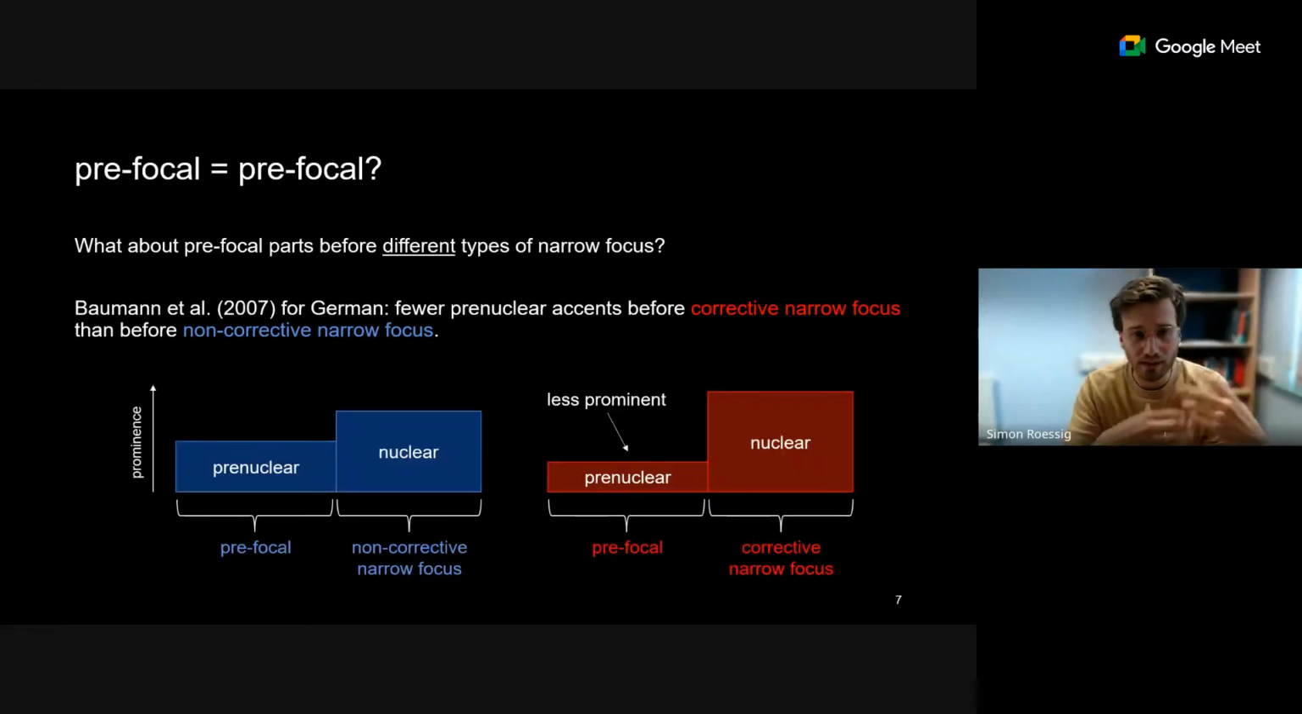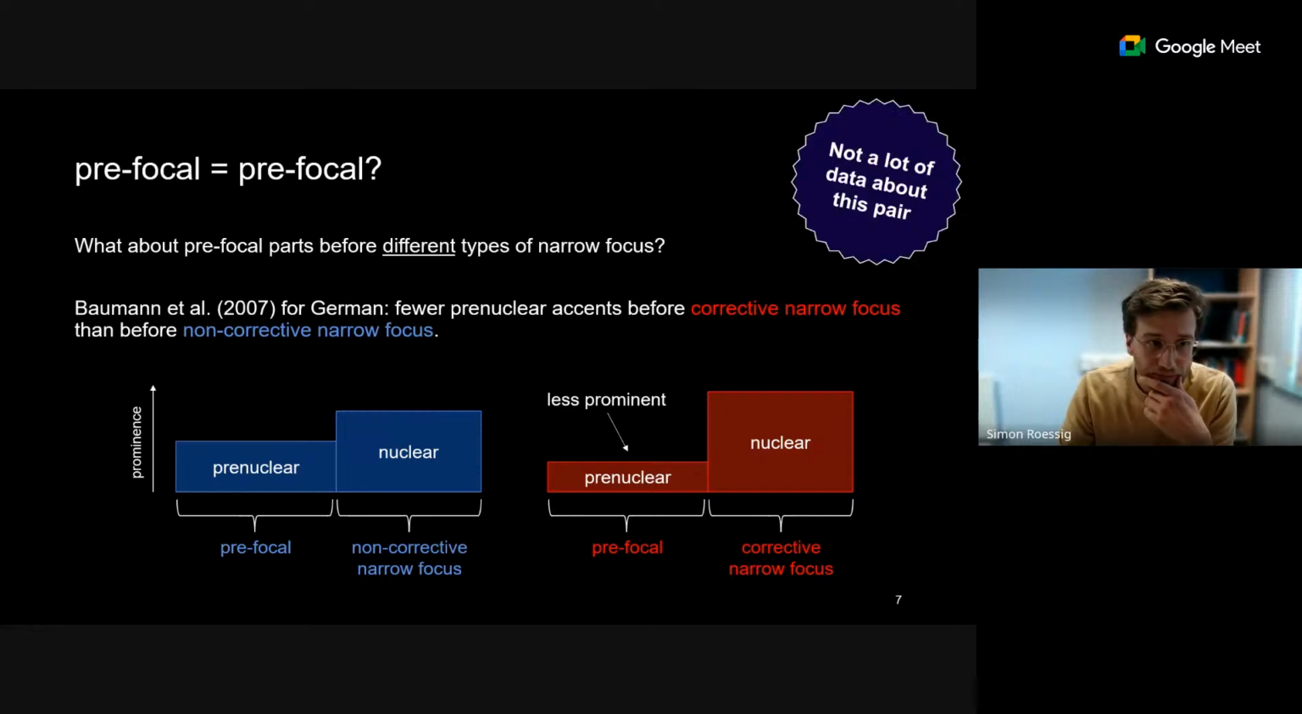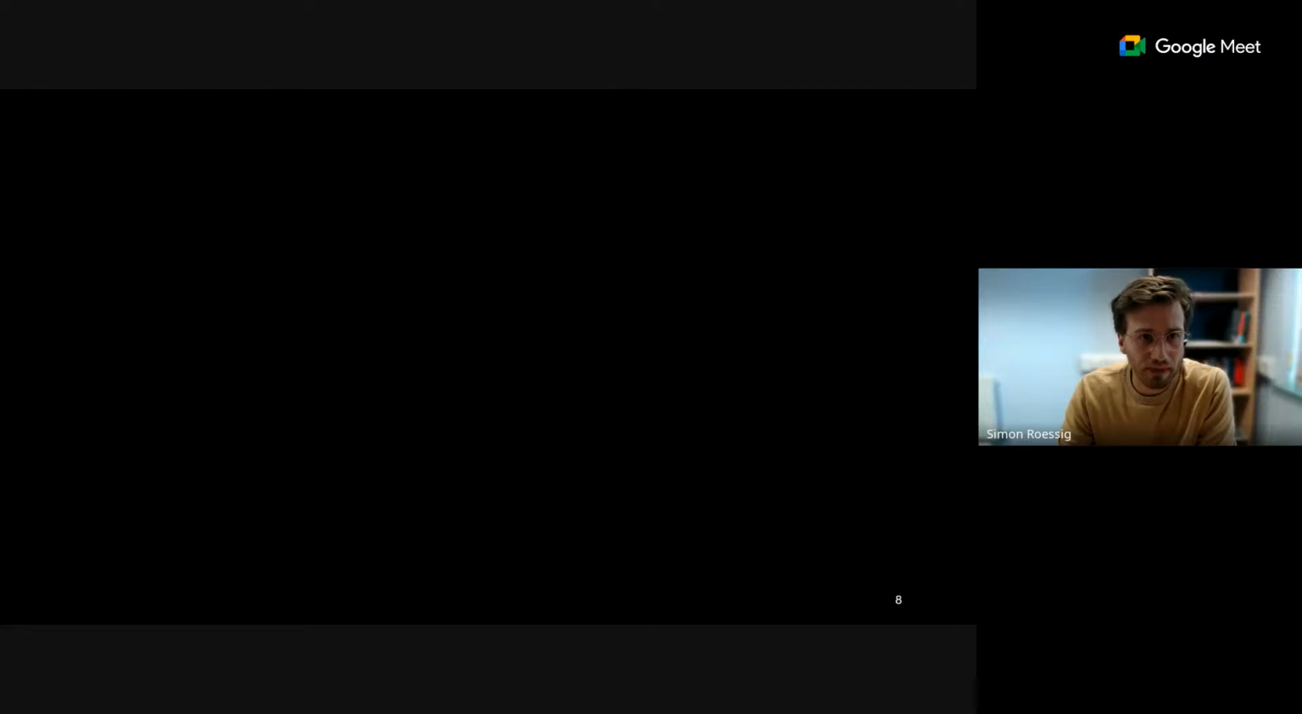So back to our diagram here. This means we may get less prominence in the prenuclear prefocal stretch before a corrective focus compared to a non-corrective focus, and more prominence in the nuclear domain. But we don't really have a lot of data about this pair of focus types, at least for the prenuclear domain. So we don't really know a lot about these two types.